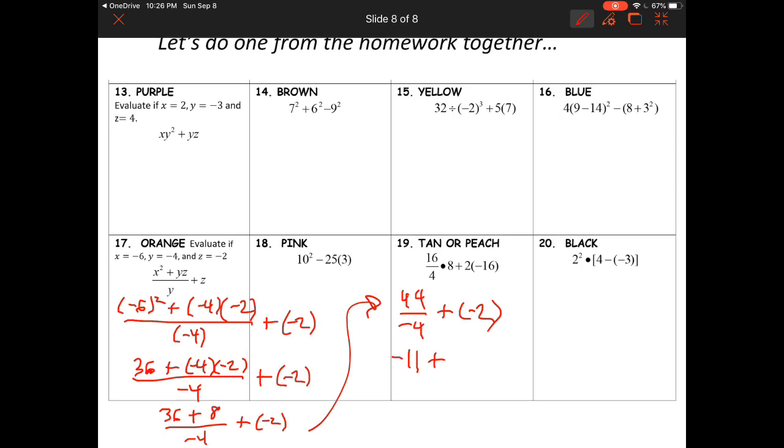And now that's plus negative 2. Now we're going to do our add wrap. Same sign, add. So we get negative 13. It's the answer to number 17.